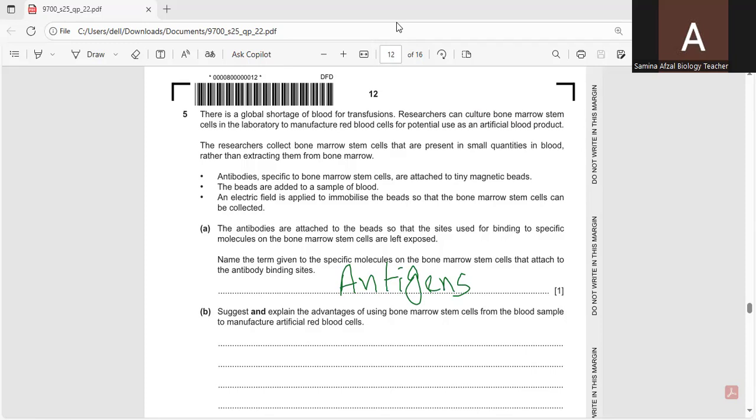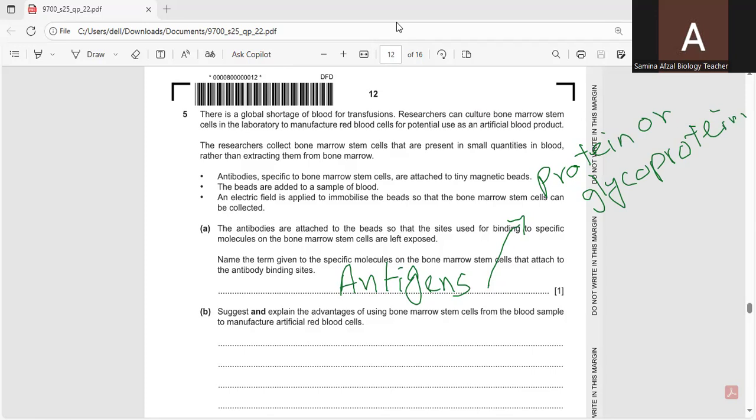They are antigens. These antigens are molecules, often proteins or glycoproteins. They are present on the cell surface membrane and can be recognized and bound by specific antibodies. So they are specific for one another. They are complementary to one another.